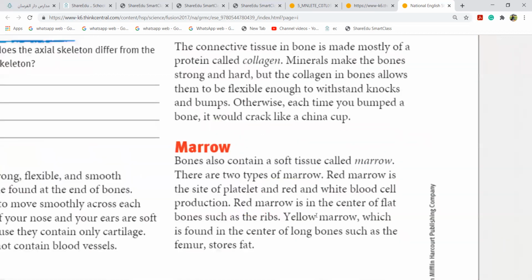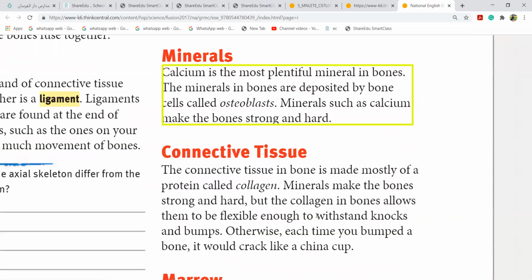next we have connective tissue. Yesterday, like I told you, we have a tissue called ligament that attaches bone to bone. Remember? Even the connective tissue in the bone is mostly made of a protein called collagen. Minerals make the bones strong and hard, but the collagen in the bones allows them to be flexible enough to withstand knocks and bumps.